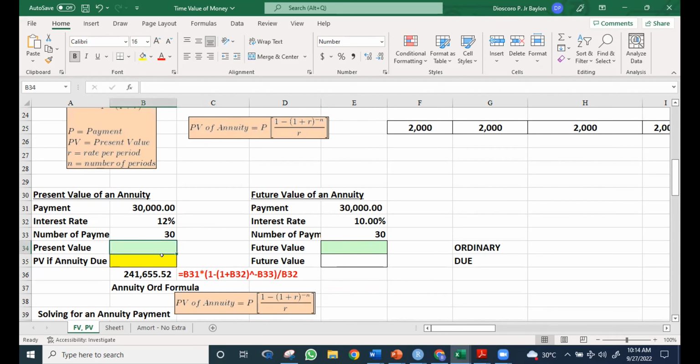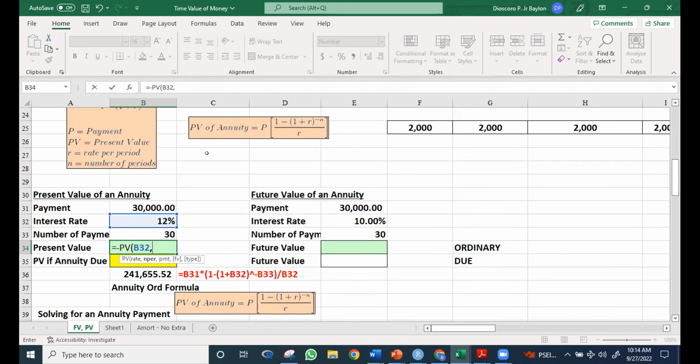So this is where the question of Patricia a while ago comes in. We're computing for the present value. Let me put a negative here because we want the answer to be positive also. What's the rate? The rate is 12%, comma. Number of periods is 30, comma. And here we can now use the PMT. The PMT refers to your annuity. So this is an annuity of 30, comma. Future value, no future value, because your cash flow is 30,000 all throughout.